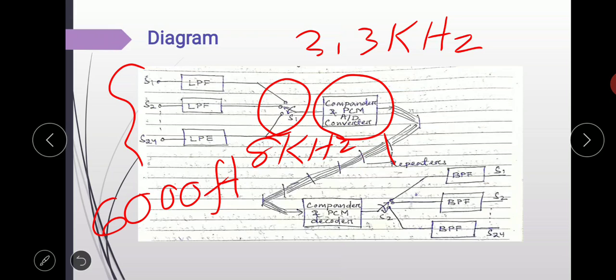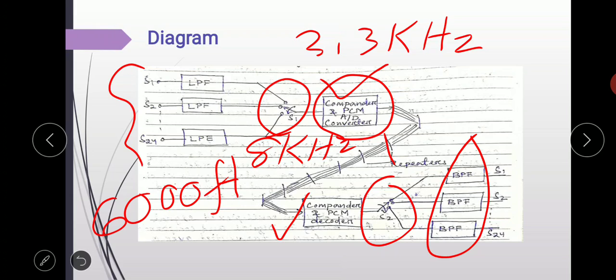At the destination, the signal is again companded, means here it is compressed and again the compander is used here to expand the signal, and the PCM decoder decodes the signal and demultiplexes it. Here it is demultiplexed, or we can say separated, thus making available the 24 original signals individually after passing through this bandpass filter. So this is all about the T1 carrier system.